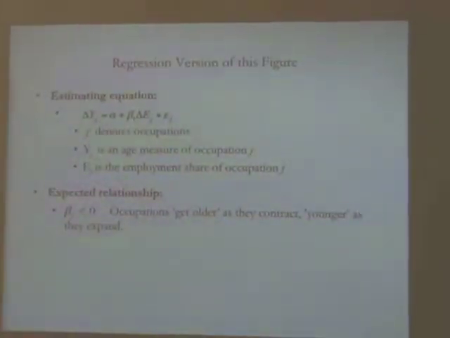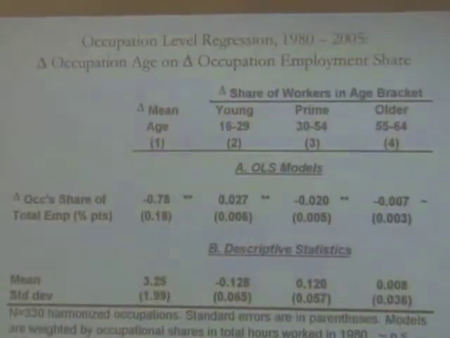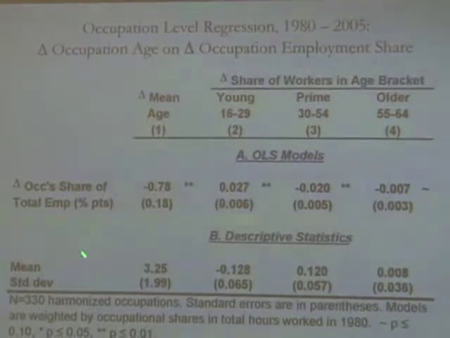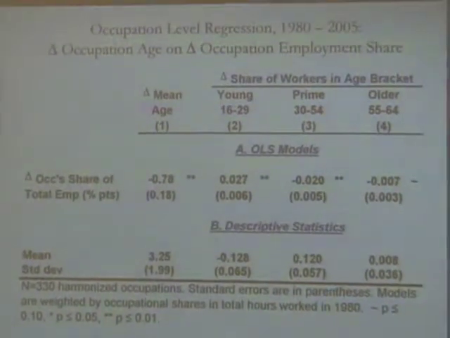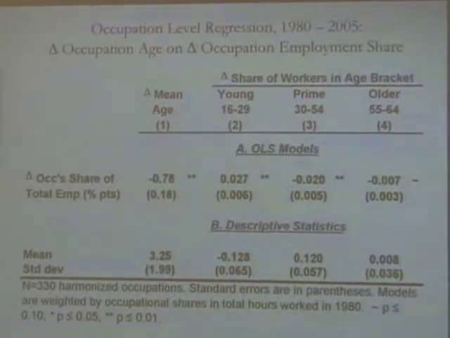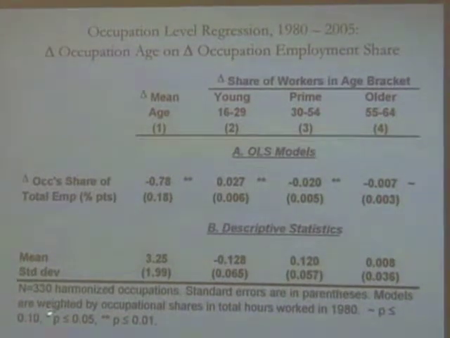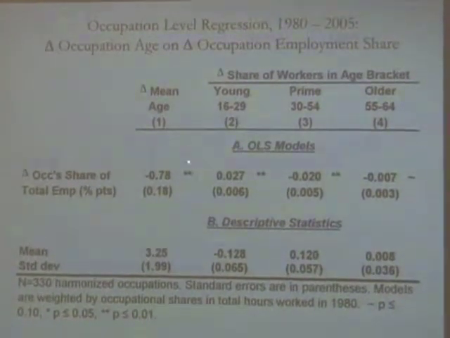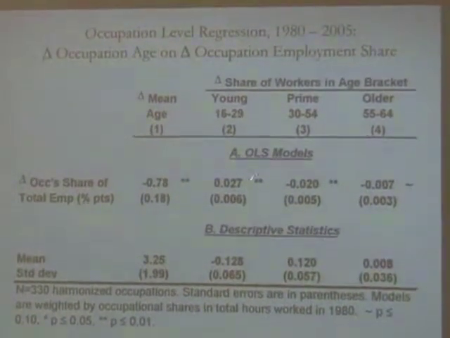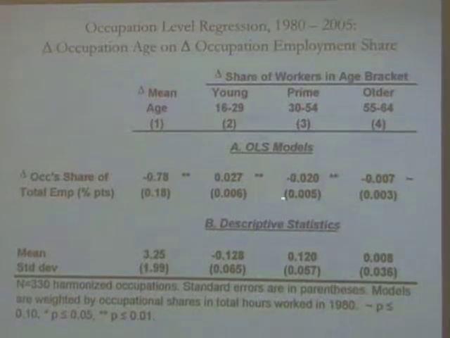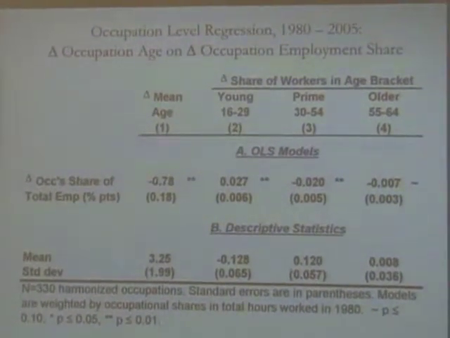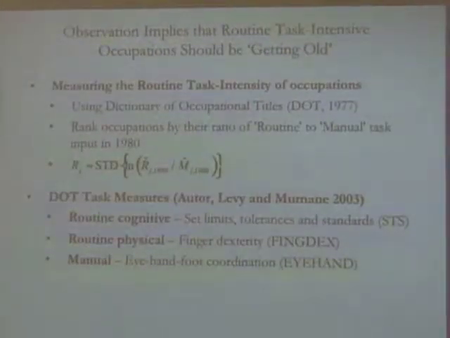Okay, so the first thing you might do in the regression version of this figure is regress the change in mean age on the change in occupation share of total employment. This is just an occupation-level regression in aggregate with whatever 330 data points, and you can see mean age falls when the occupation grows. And how does that happen? Well, young workers enter, prime age workers leave a little bit, and older workers are relatively flat. So that's the proof of concept.